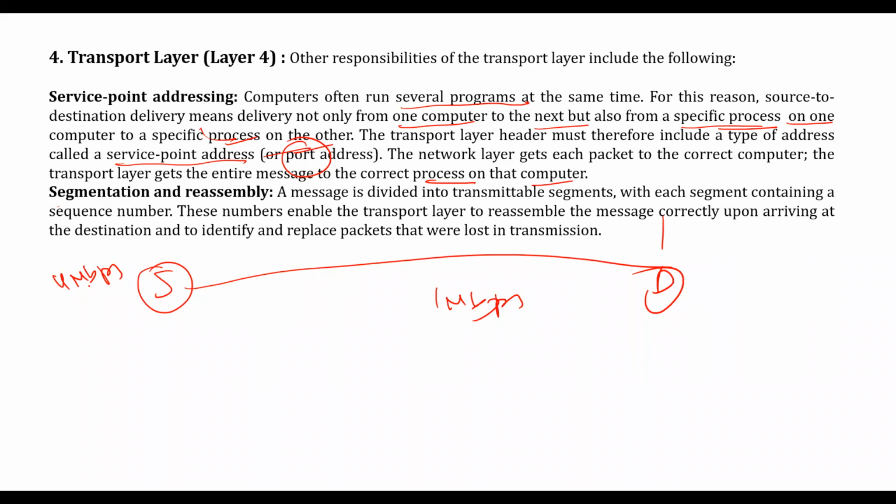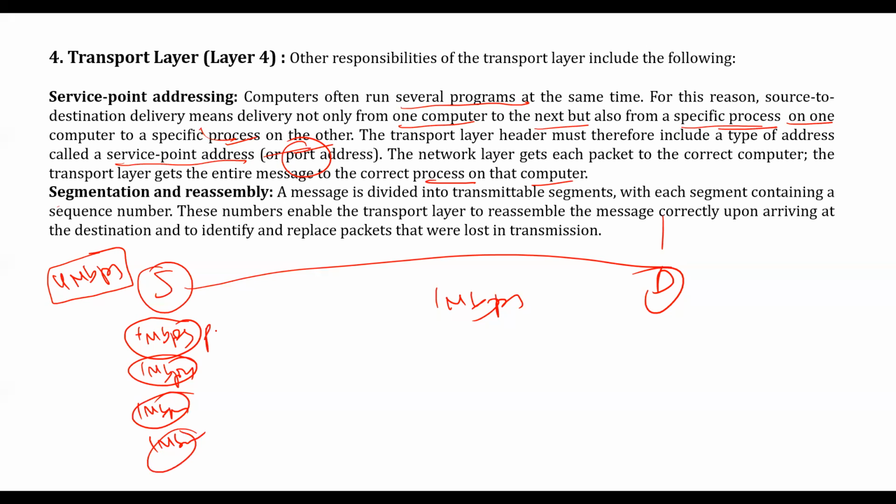So here, source to destination: if you need to transmit 4 Mbps of data, but the network capacity is only 1 Mbps, in this particular context what we need to do is divide the entire message into individual 1 Mbps parts. So packet 1, packet 2, packet 3, and packet 4.